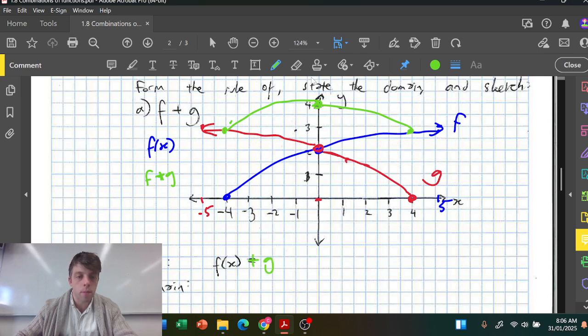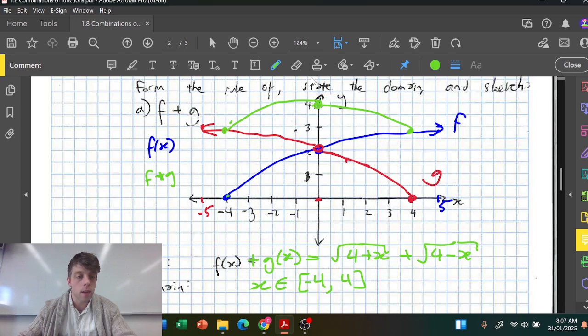So the rule for f plus g of x is equal to what was f, which was 4 plus x, plus the square root of 4 minus x, okay? So that's the overall rule when we combine these two things. And of course, the domain is equal to, well, it's defined for all the x values that are between -4 and +4, including those two values, because at those two endpoints, this function was equal to 0, this one was equal to 0. So they're well defined at those points, so we can accept them.